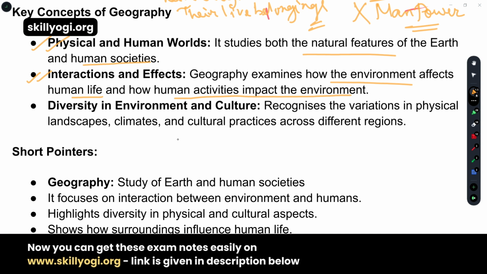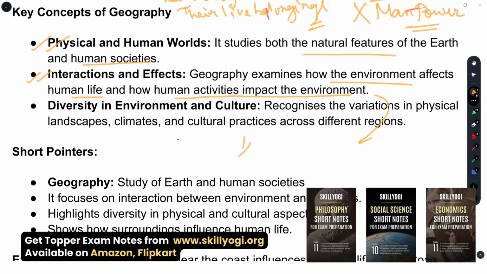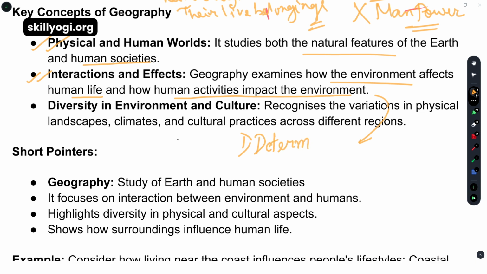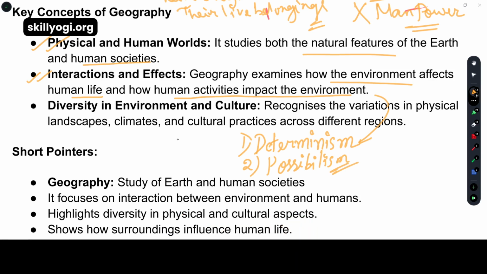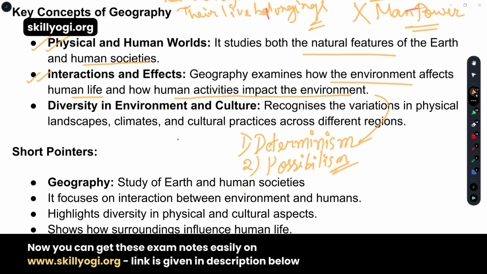From this line, two words we can understand. Those words are not mentioned over here, so all of you please write down these words. The first one is determinism, or the deterministic approach, and the second one is possibilism. You first have to understand these two words, then you will understand the meaning of the line. Here is written: geography examines how the environment affects human life and how human activities impact the environment.